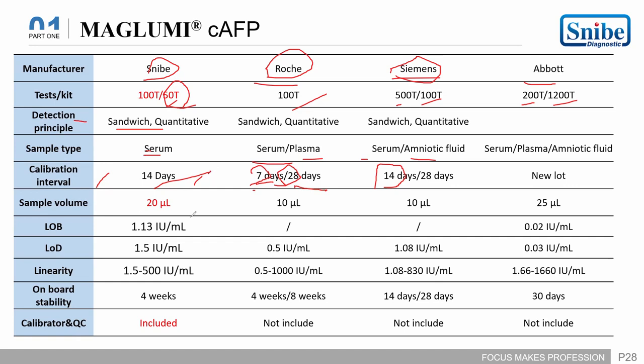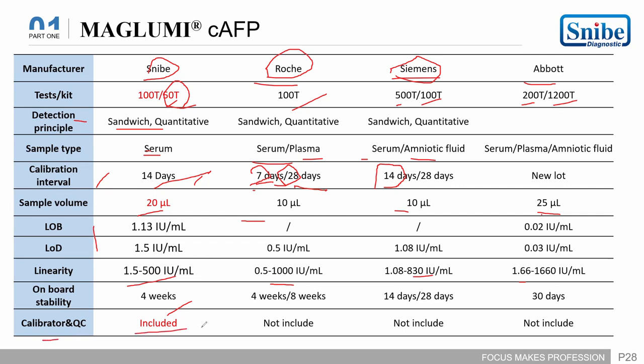From the performance point of view, if we talk about the sample volumes, we have an equally good sample volume as compared to the other competitors. We have a limit of blank and limit of detection. Along with that, we have an edge in some cases as compared to the others. The others have a little bit higher linearity. But again, we have an onboard stability of 4 weeks as compared to the others. We have some at 8 weeks and some at 14 days to 30 days.